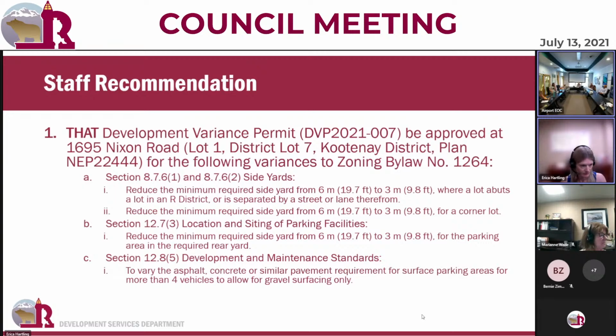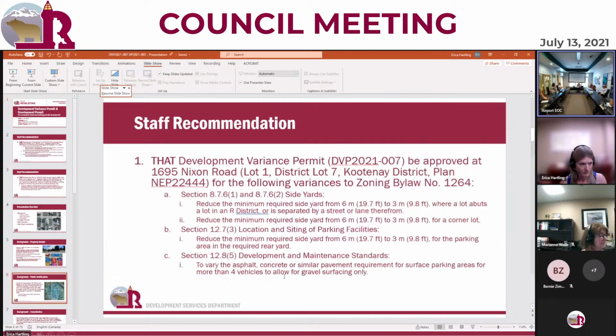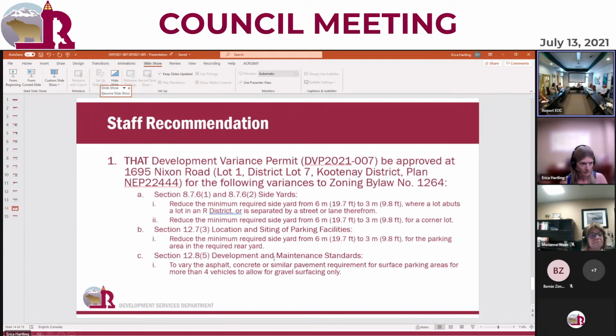Okay, any other comments on the amended motion? Okay, I will ask the question. So we're talking about hard surface for the accessibility spots in addition to the gravel surfacing. So on this amendment, are you all in favor?